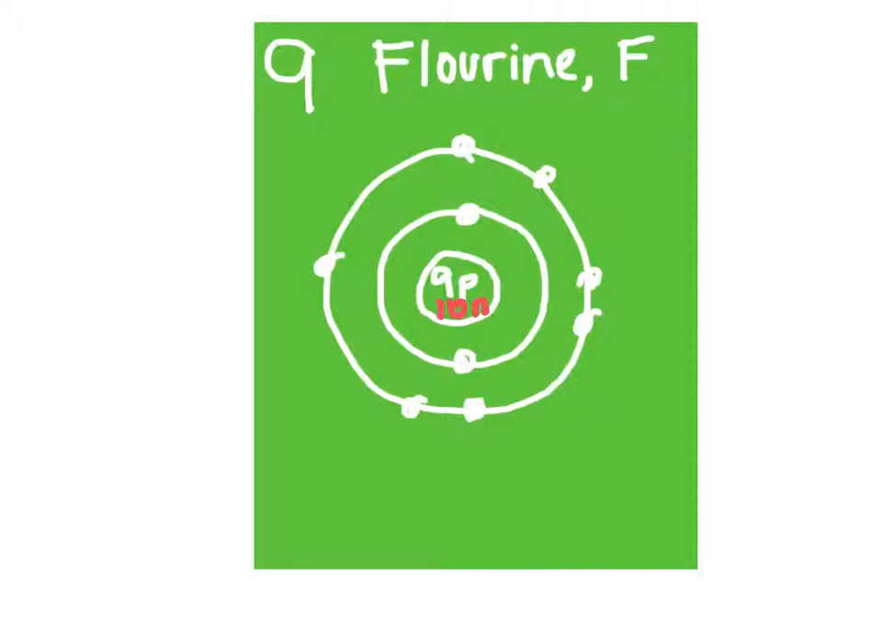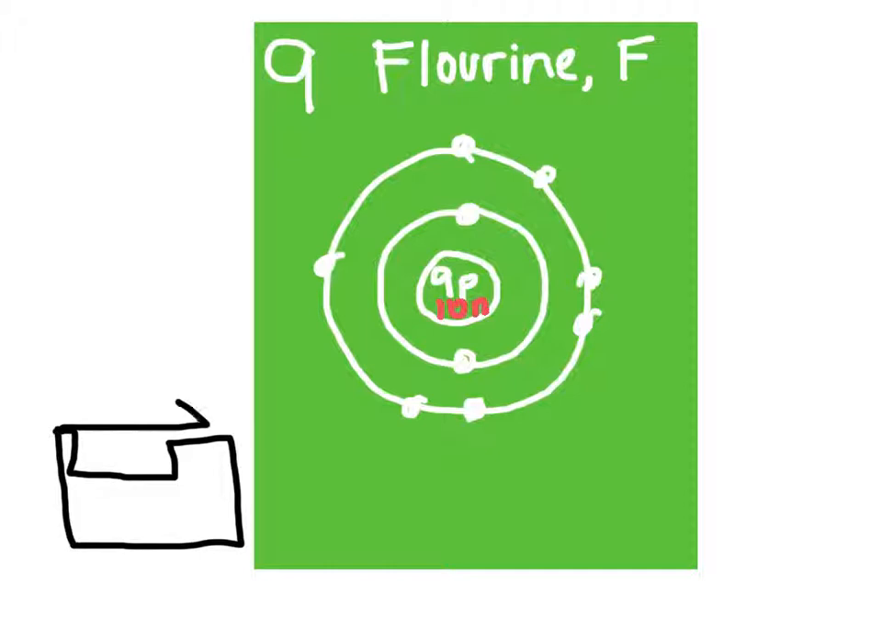Now if we take a look at fluorine, fluorine has 7 valence electrons. And if you remember the electronegativity trend, that says as you go across the periodic table, electronegativity is going to increase. Electronegativity is the ability to attract electrons. So fluorine has super high electronegativity.